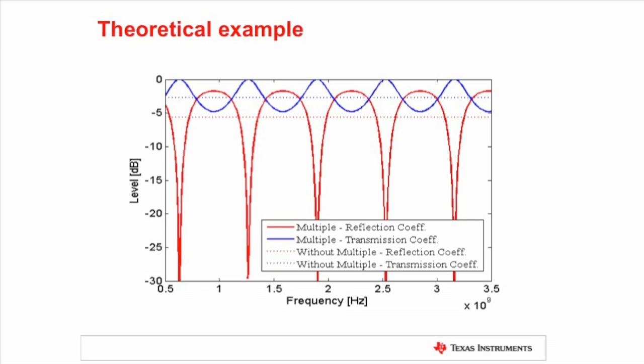For illustration, the dielectric block with relative permittivity 10, length 10 cm, and medium 1 with relative permittivity 1 was considered. It can be seen both the solid red line, reflection coefficient with multiple reflections, and the solid blue line, transmission coefficient with multiple reflections, show ripples, whereas the dotted red line, reflection coefficient without multiple reflections, and the dotted blue line, transmission coefficient without multiple reflections, do not show any ripples.